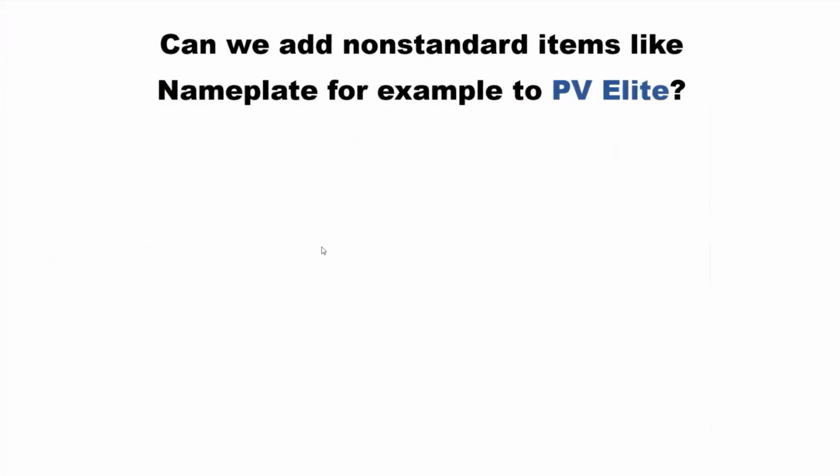Okay, for example, let's ask a question. If you would like to add a simple part like a nameplate to a BV Elite model, can you do that? Can you add a nameplate on the 3D model in BV Elite? Or a platform clip in detail, or a fireproofing clip on a saddle? Can you do that? Actually, it's impossible.